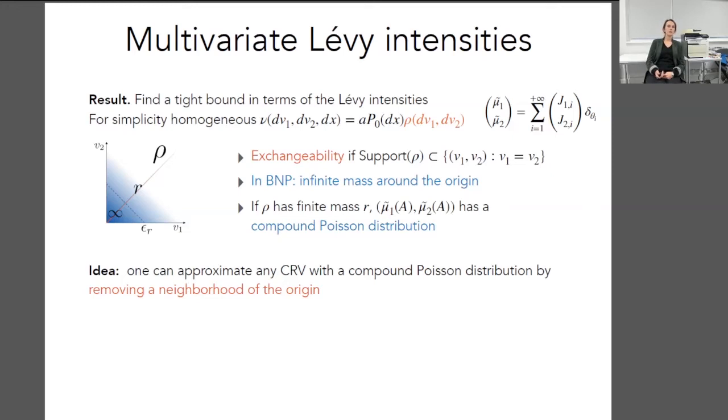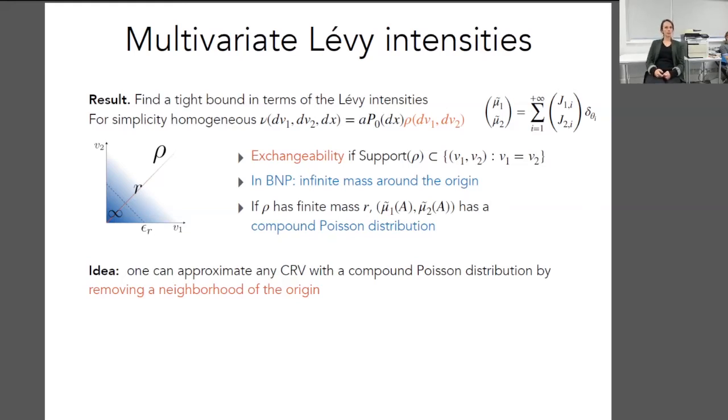From now on, I will be focusing on this Lévy measure rho, which describes the law of the jumps of the two random measures. So rho is a measure supported on the upper right quadrant. And whenever it is degenerate on the diagonal, one can actually prove that the corresponding assumption on the observations is exchangeability. Now, rho can in principle have both finite or infinite mass, but it turns out that in most applications in the Bayesian non-parametric literature, it has infinite mass around the origin.